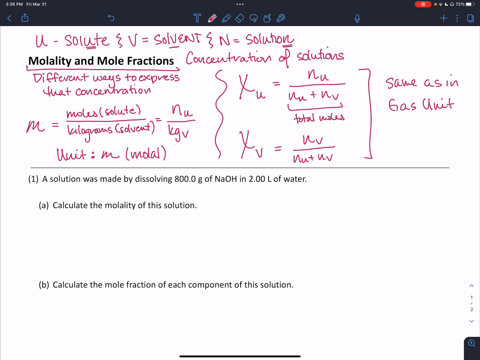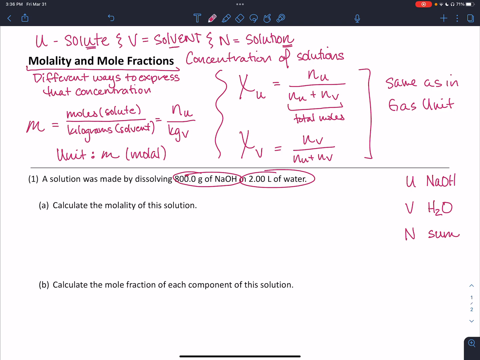Let's start with number one. We have a solution that was prepared by dissolving 800 grams of NaOH into 2 liters of water. I always set up my little table of stuff so I know what is what. Generally speaking, the smaller amount is your solute, the larger amount is the solvent. It's not always true, but most of the time it's a good rule of thumb. So in this case, I have less NaOH, so that's going to be my solute dissolved in a larger amount of water. That will be my solvent, and the two together, the sum, gives me my solution.